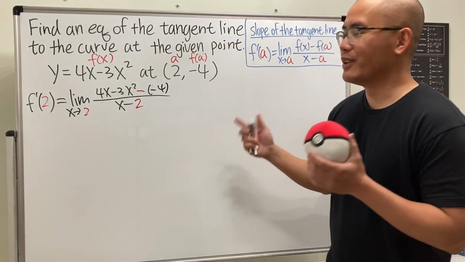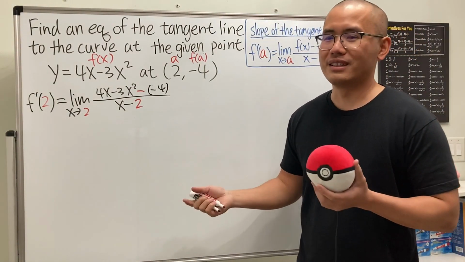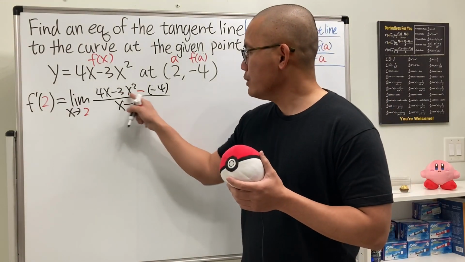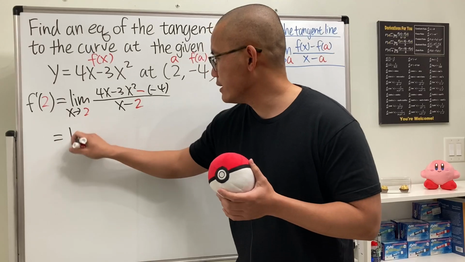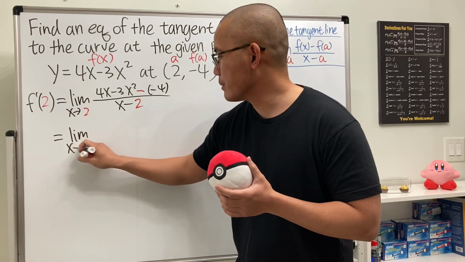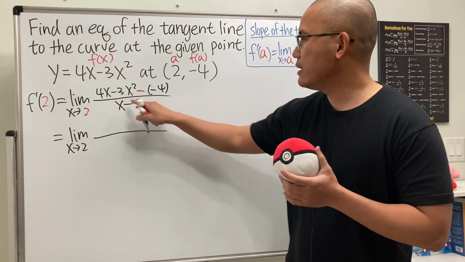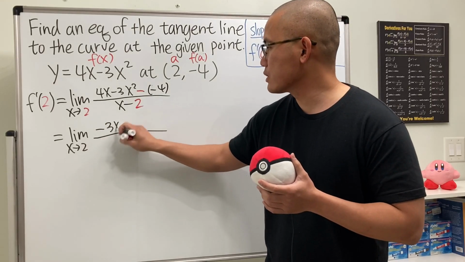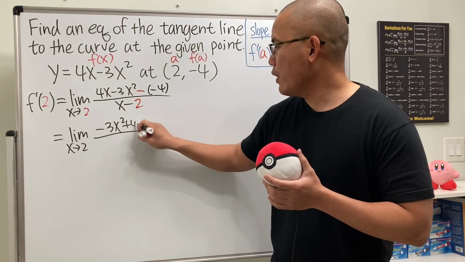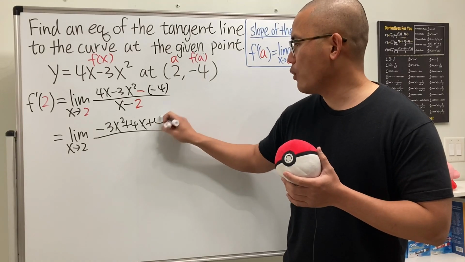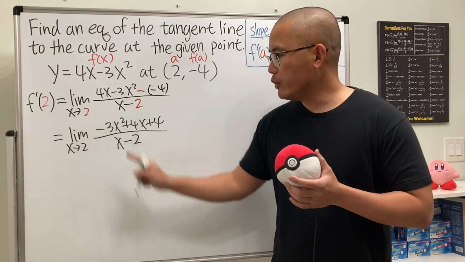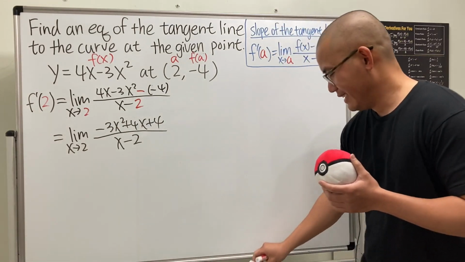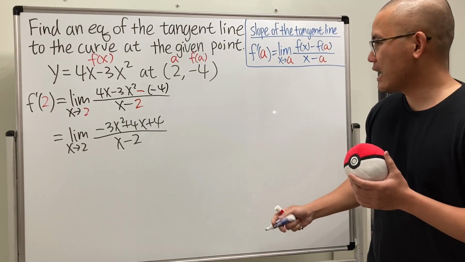So let's just go ahead and do more work to simplify this and then figure out the limit. Notice that this is a quadratic, so let's rearrange this a little bit. So let's go ahead and write this down one more time. The limit as x approaching 2 of negative 3x squared plus 4x plus 4 over x minus 2. Now, can we factor the top? Yes. And let me show you guys that on the side here.